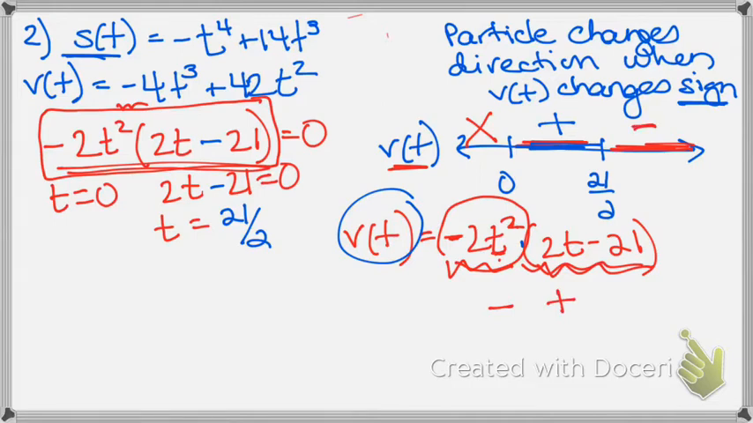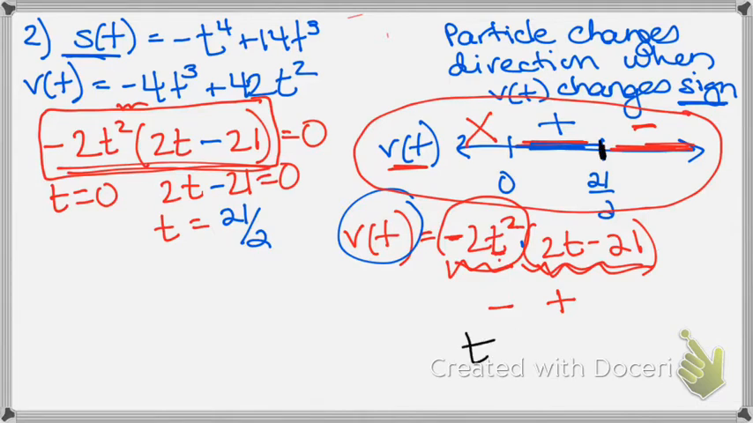Now interpret the answer, because the AP graders will never look at a sign chart for the answer. That's for you to organize your work. You've got to take the answer off of there for it to count. So if the question is, when does the particle change directions? It's when velocity changes signs, and the only place that happens is right here. T equals 21 over 2, or 10.5, and I think that was seconds. Okay, so there's number 2.